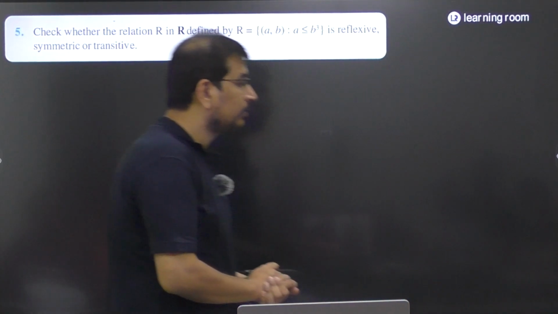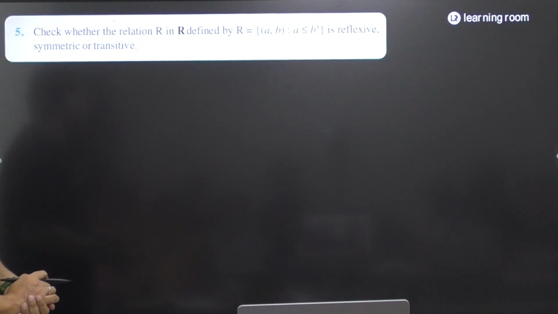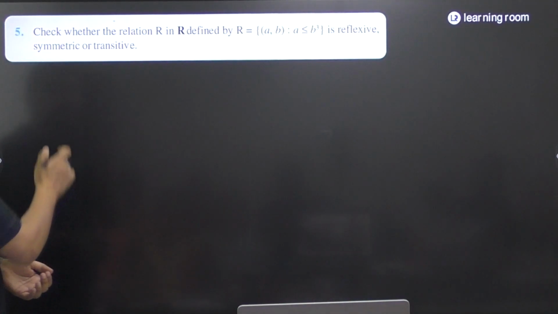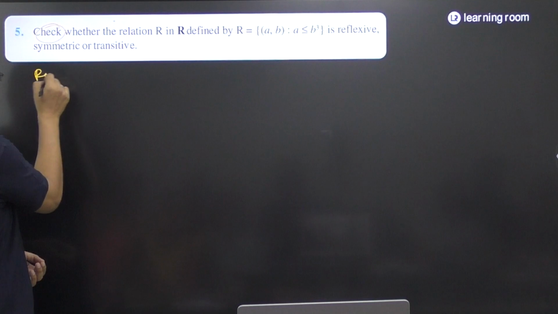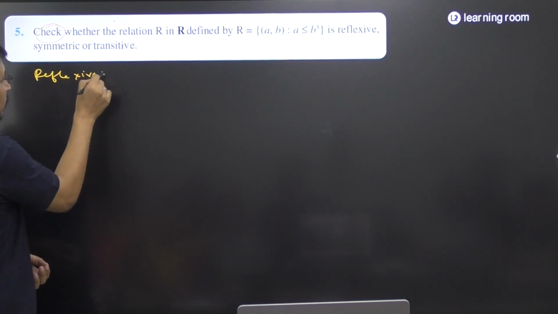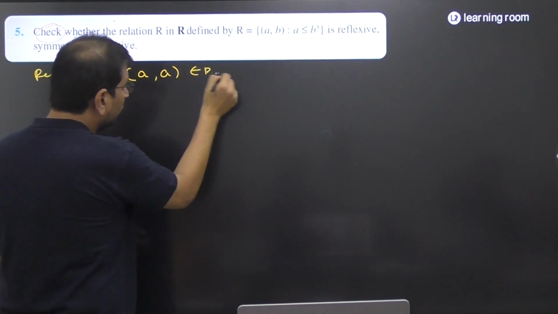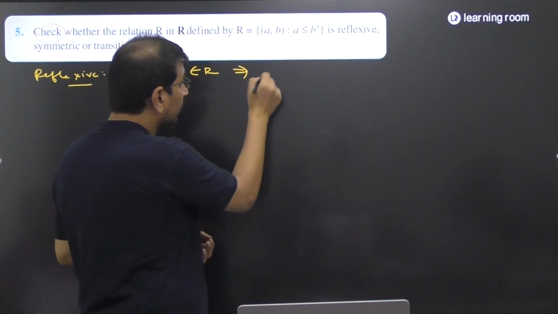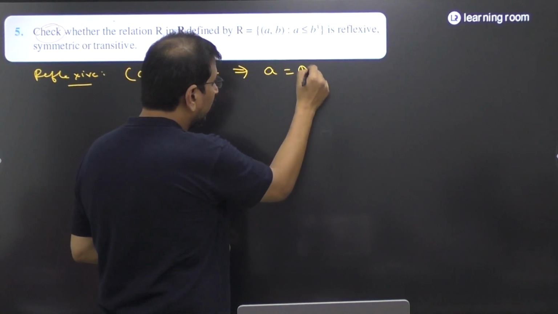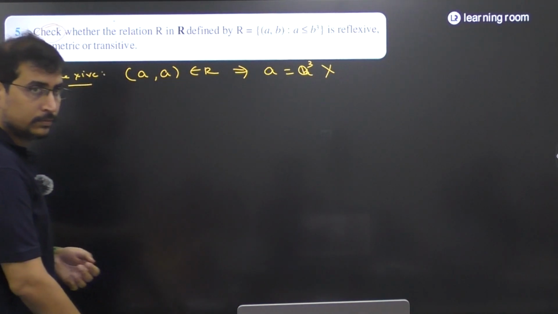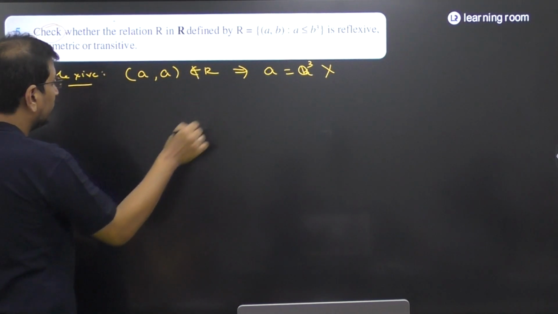Yeah, what is the answer for this? A is less than B cubed. Check reflexive. (A, A): had it belonged to R, then what should it imply? A should be equal to A cube, which is not possible. Right? So it does not belong to R.